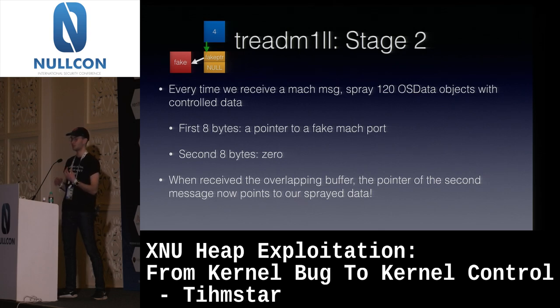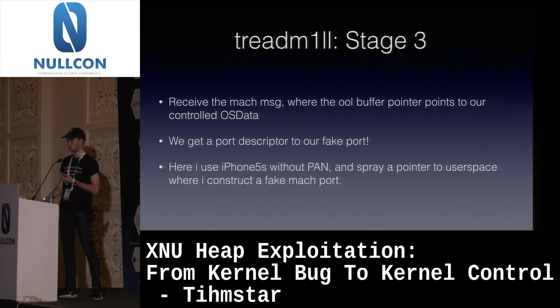So every time we receive, we're going to spray OSData objects to again reallocate that heap region. This time I set the second 8 bytes to zero, just for debugging, and the first 8 bytes are a pointer to your Mach port. So now you know that handle 4 has a dangling pointer which potentially got reallocated, and when you receive on handle 4, it will give you a handle to our fake port. And this is good, because now we have a handle to a port we control.